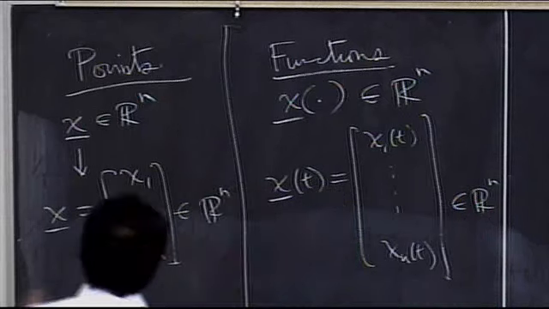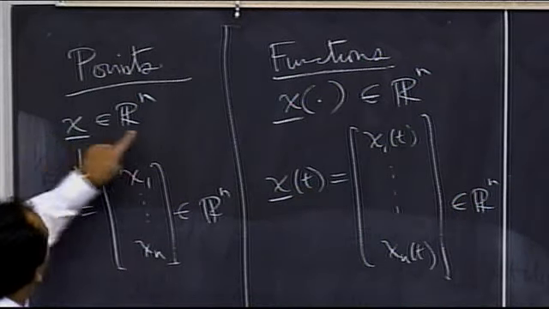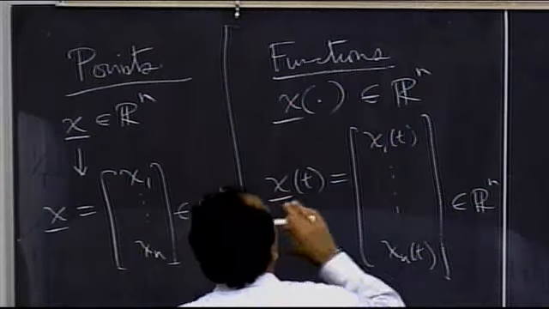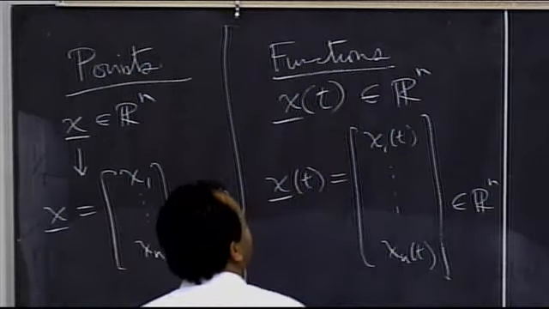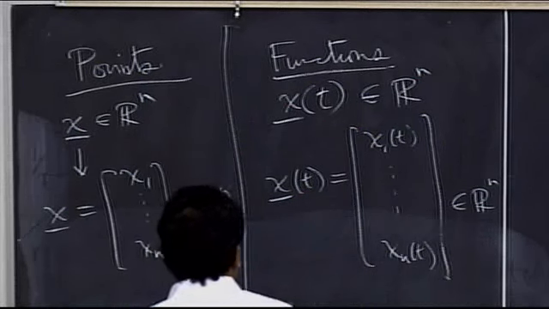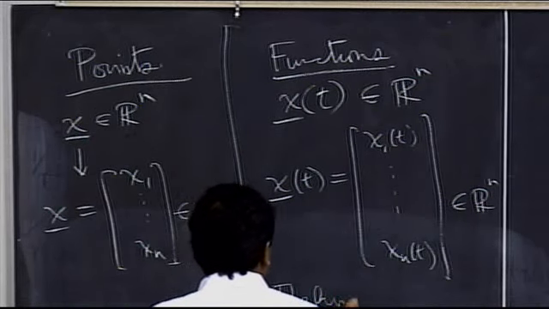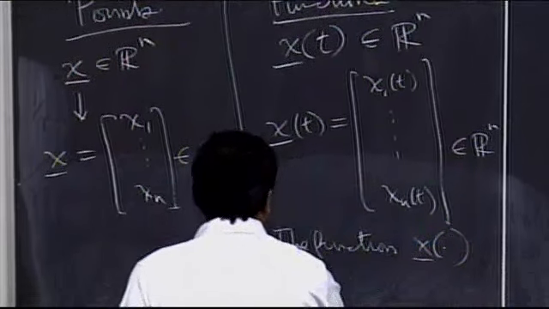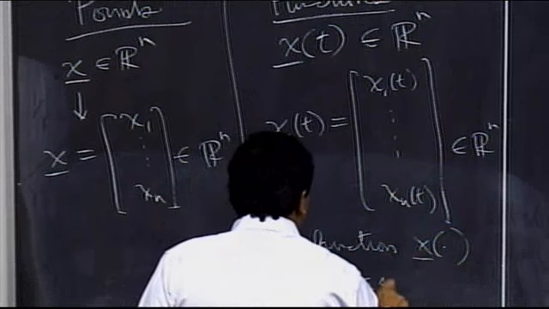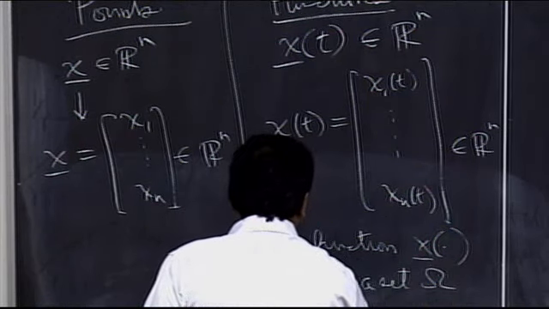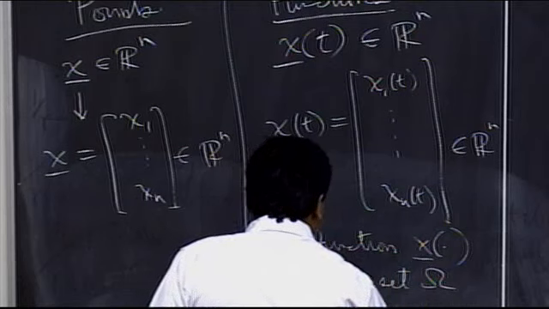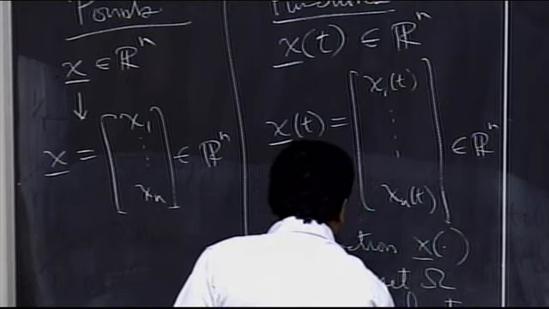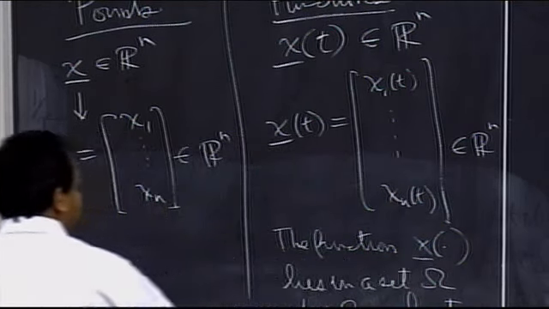But over here, I deal with the fact that x directly is an element of Rn, but the function itself, what I'm saying is, if I write this out like that, the function x of dot lies in a set, call it omega, where omega is a function space. Okay? It's not a space of points. It's a space of functions.